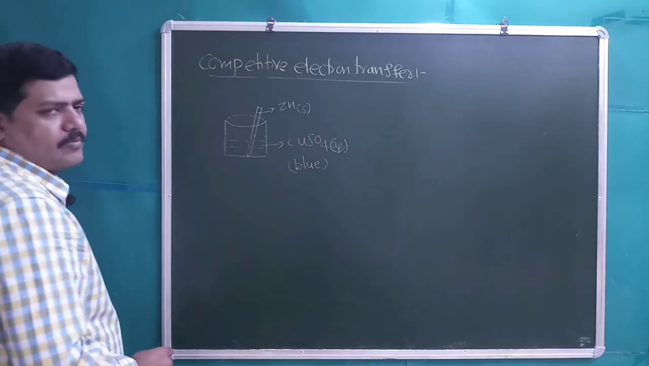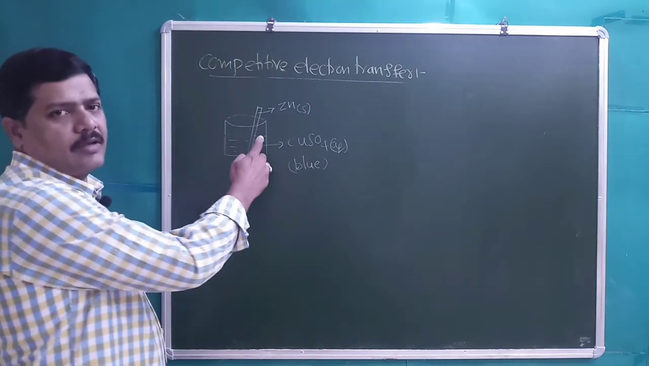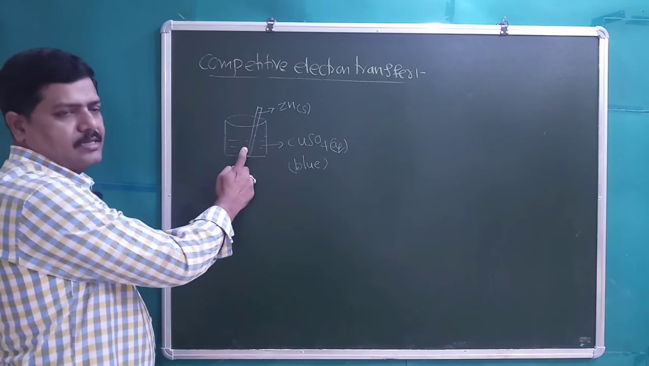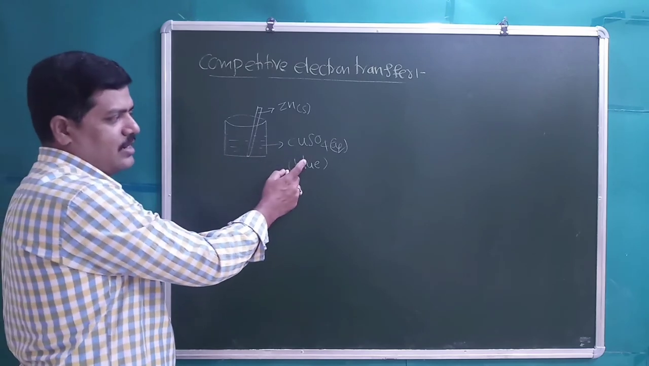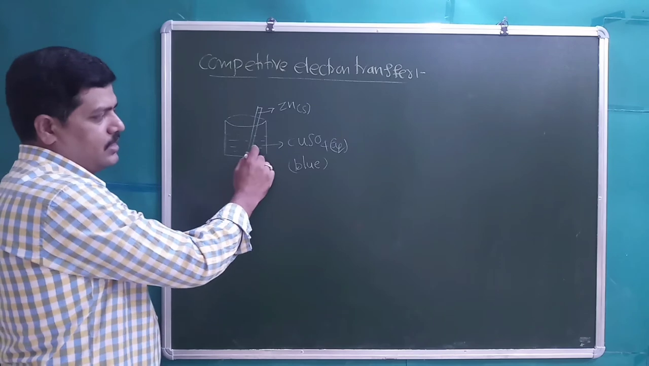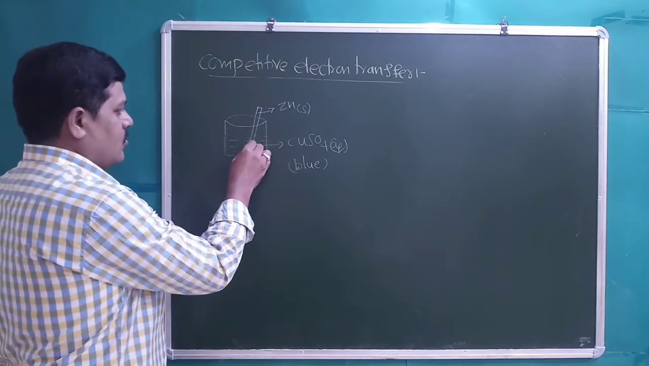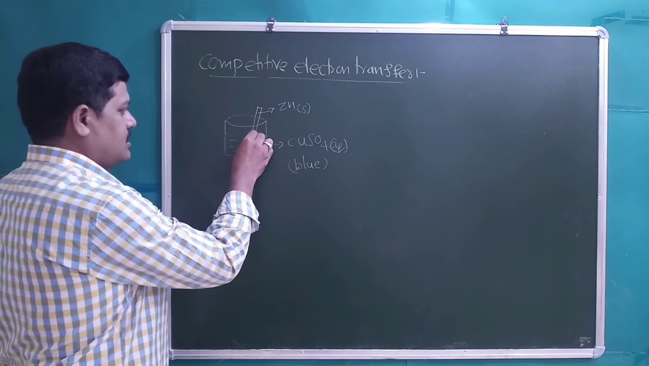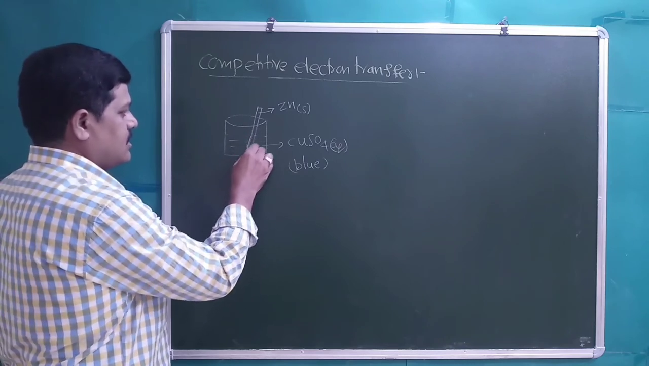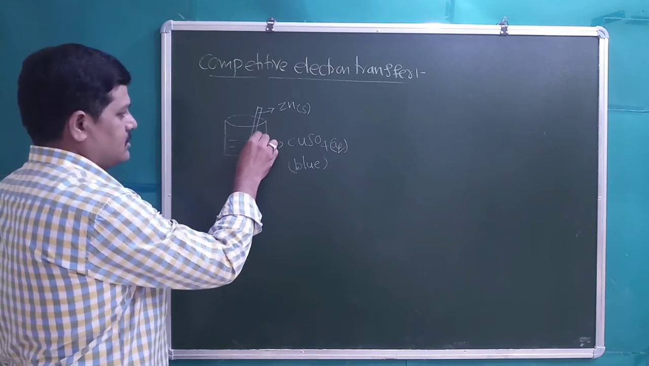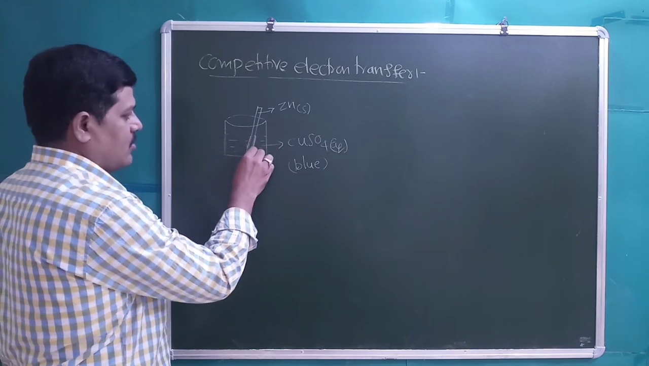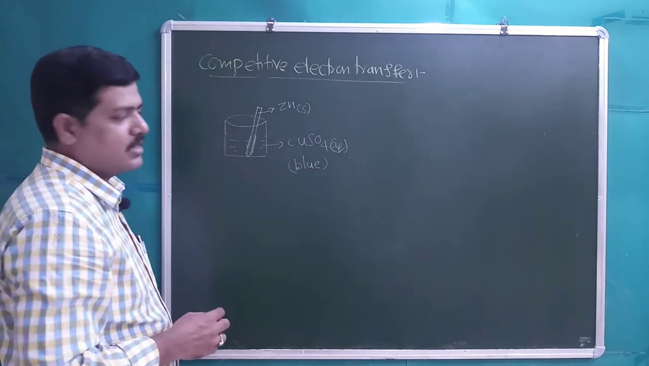So after some time what happens? The color of the solution disappears. Earlier it was blue in color, now it will become colorless. And a dark brown-black coating of copper is formed on the zinc rod.